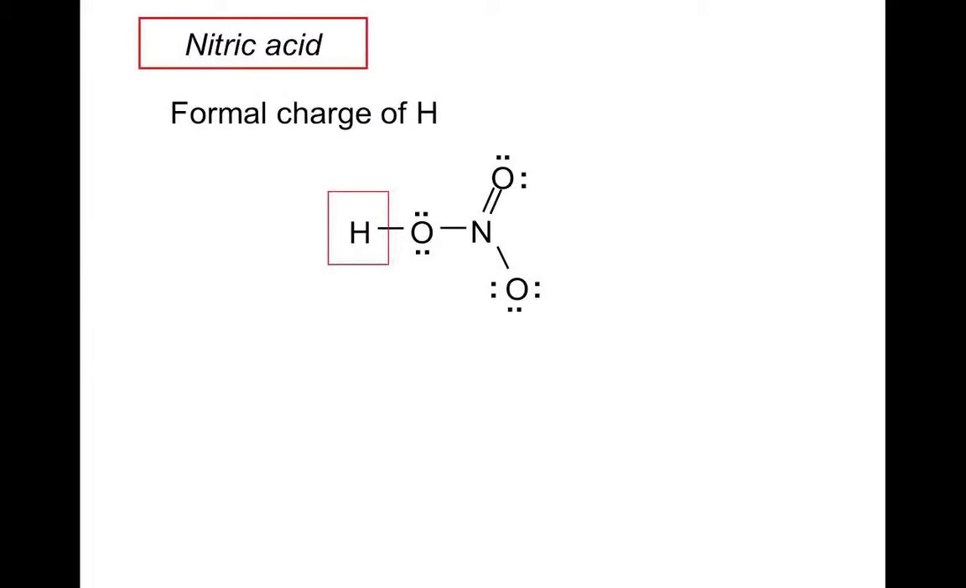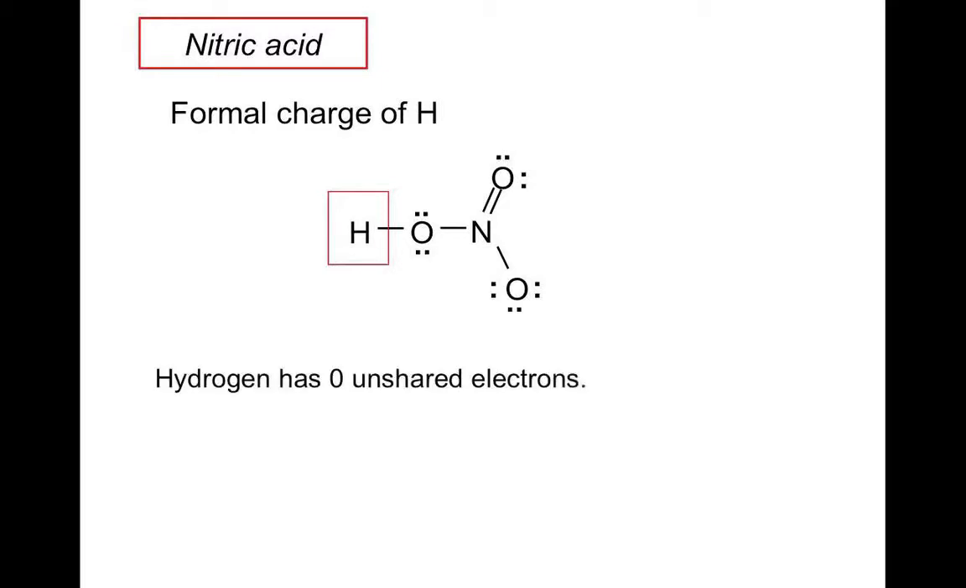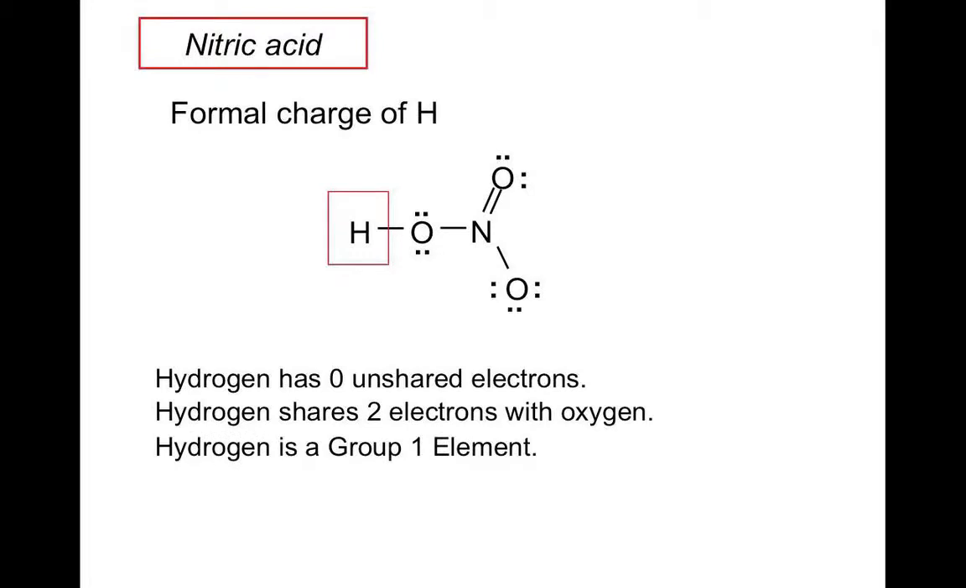So let's practice using nitric acid. We'll calculate the formal charge for each atom in this Lewis structure, starting with the hydrogen atom. Hydrogen has 0 unshared electrons in this Lewis structure. Hydrogen shares 2 electrons with the oxygen atom. And we know that hydrogen is a group 1 element.